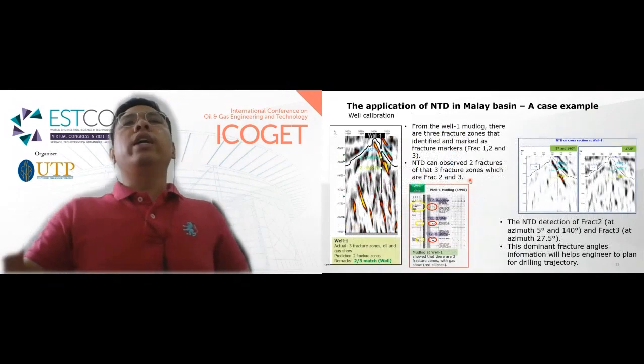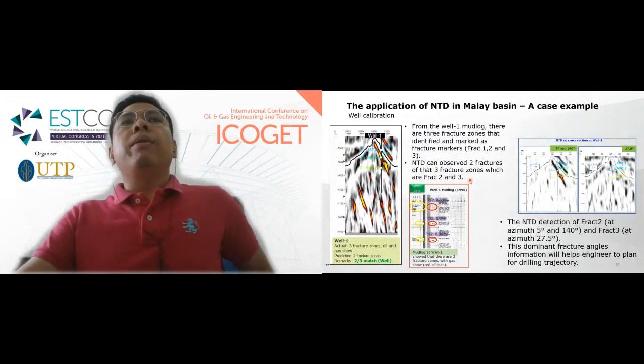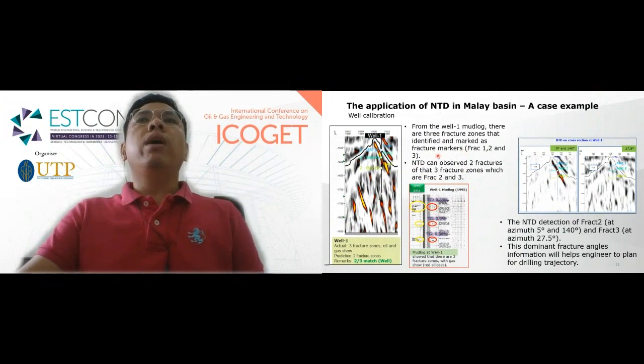And we also calibrate the NTD result with the well calibration. If you remember, as mentioned before, well 1 contains hydrocarbon shows, and here is the mud log of well 1. From the mud log, there are 3 fracture zones, marked as fracture 1, fracture 2, and fracture 3. And from here, we can see that the NTD result observes the true fractures, which are fracture 2 and fracture 3.